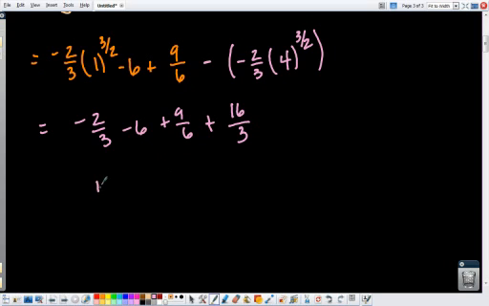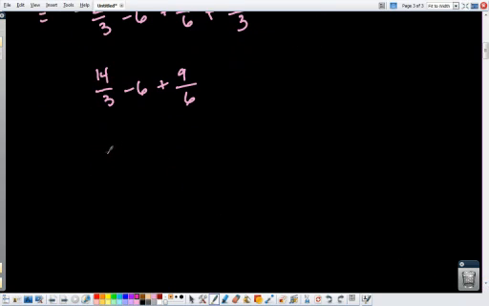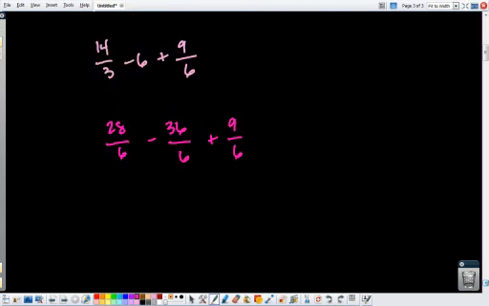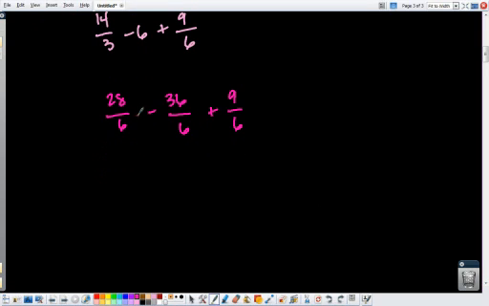So that gives me 14/3 minus 6 plus 9/6, and I'm going to get a common denominator of 6 on all of these. And if you want to use your calculator at this point, that's fine. So I'm going to say 28/6 minus 36/6 plus 9/6. Okay, so I'm going to add 28 and 9 together, so I get 37/6 minus 36/6, which means the area under the curve is 1/6.